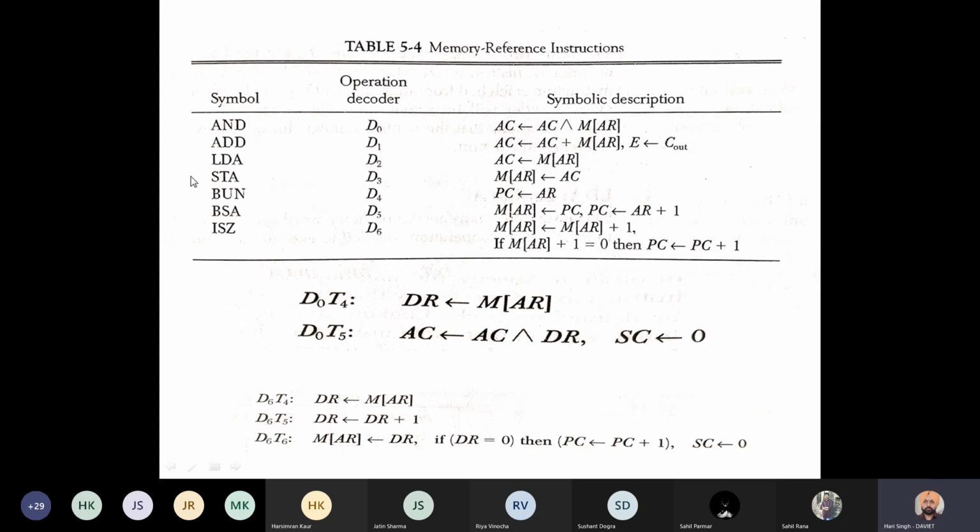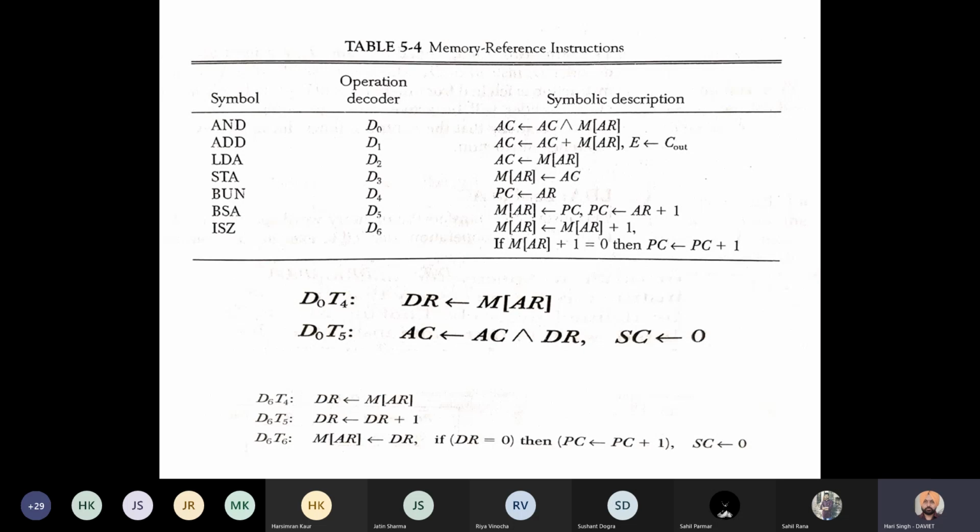BUN means branch unconditionally. BSA means branch and save return address. ISZ means increment and skip if 0. So these are the branching instructions: BUN, BSA, ISZ. Two examples are given.